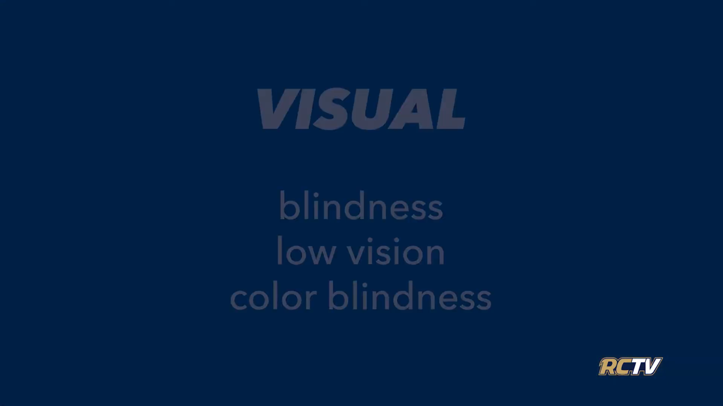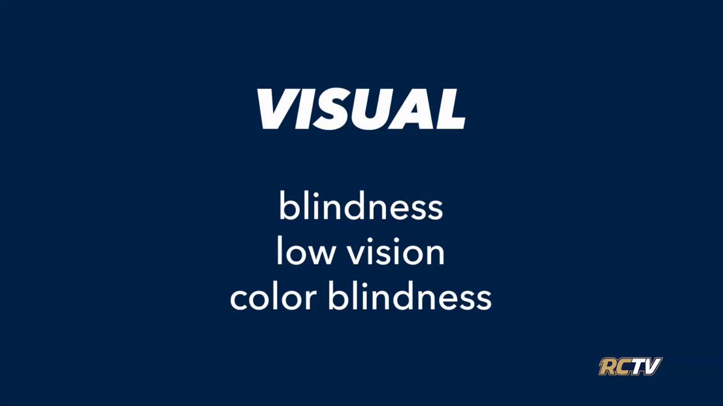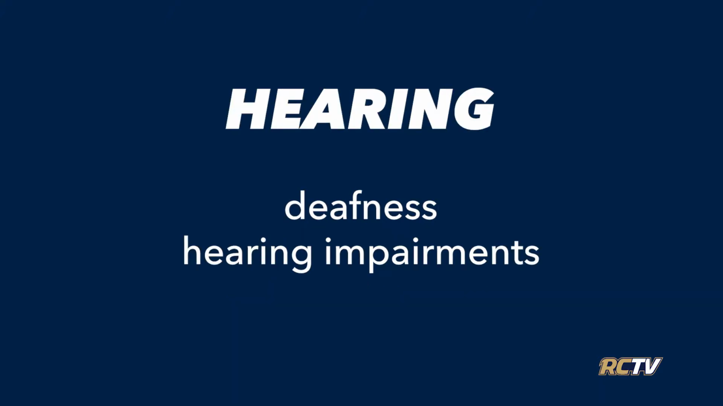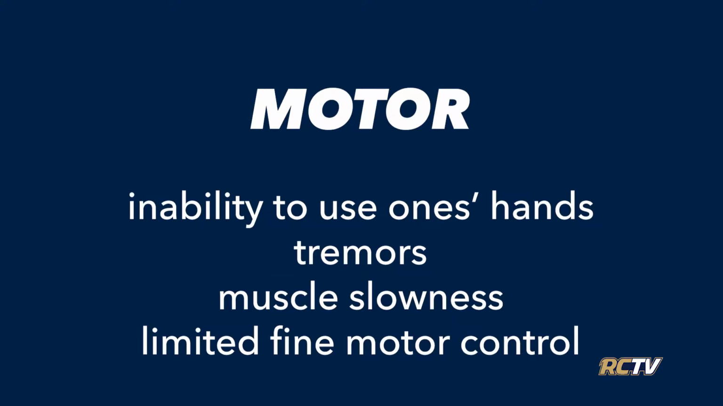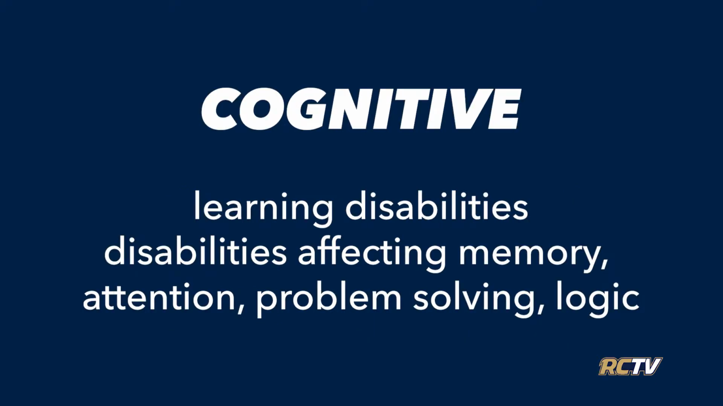Some disabilities impacted by web accessibility include visual: blindness, low vision, color blindness; hearing: deafness, hearing impairments; motor: inability to use one's hands, tremors, muscle slowness, limited fine motor control; cognitive: learning disabilities, disabilities affecting memory, attention, problem solving, or logic.